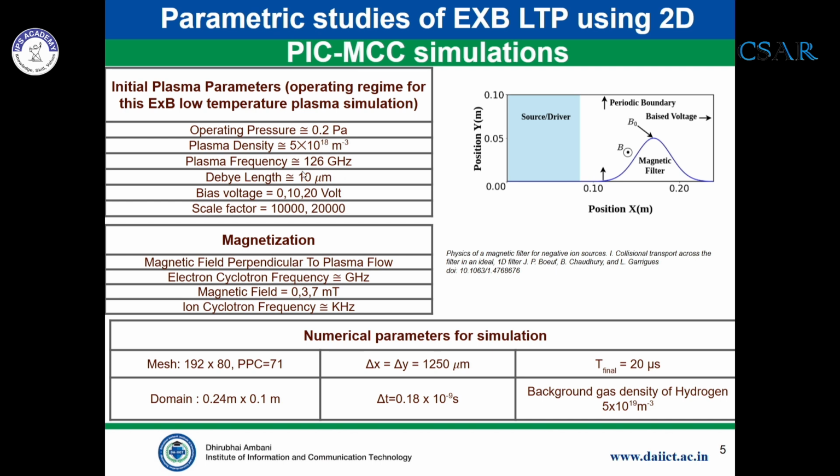So if you look at the typical plasma parameters, these are the plasma parameters. We will be changing the bias voltages, and we will be changing the magnitude of the magnetic field, and see what kind of effects this has on the plasma flow.